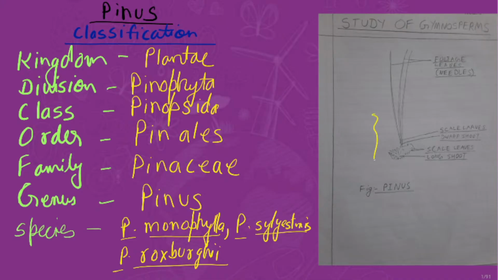This is how it looks. The Pinus. These are leaves, foliage leaves, also known as needles. It is Pinus roxburghii because it has three needles. Scale leaves, long shoots, and these are dwarf shoots.